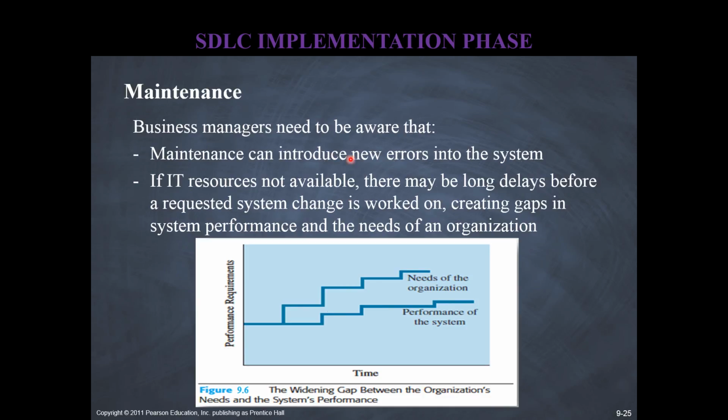Overall, maintenance can introduce new errors into the system because all components may be interrelated, and when you change one component, it can lead to changes in another component. However, maintenance needs to be done, because when substantial IT resources are not available to maintain a system, meaning to improve it and customize it given new business needs or new characteristics of the environment, the system will start getting obsolete, meaning its performance is way behind the needs of the organization.